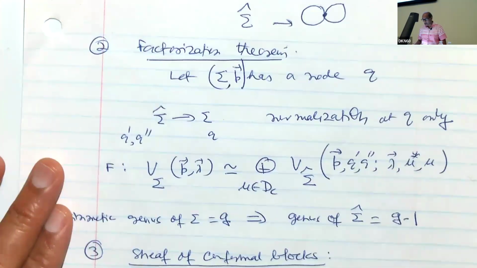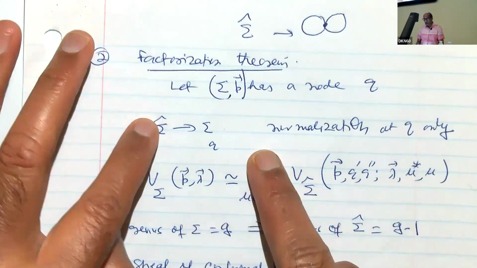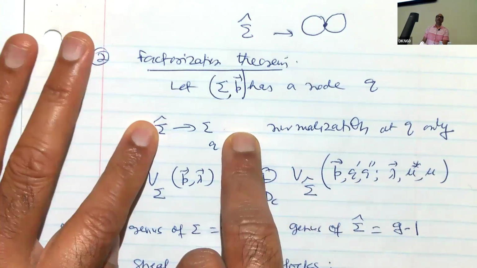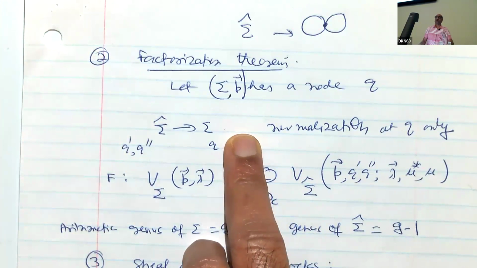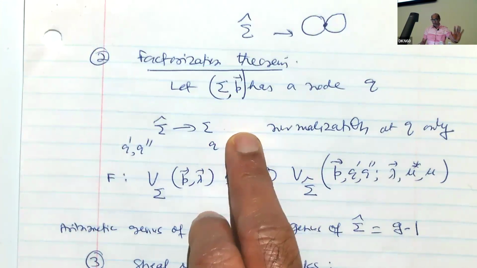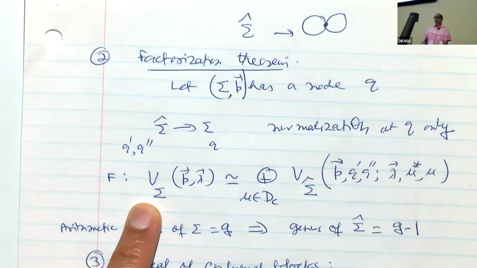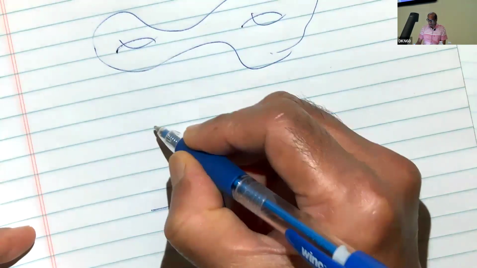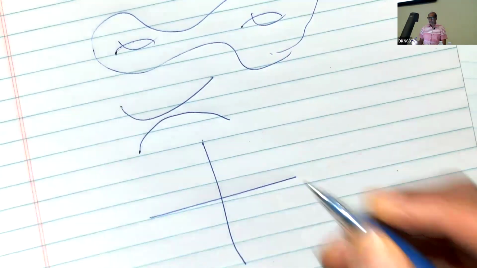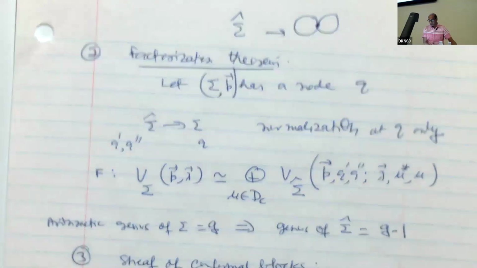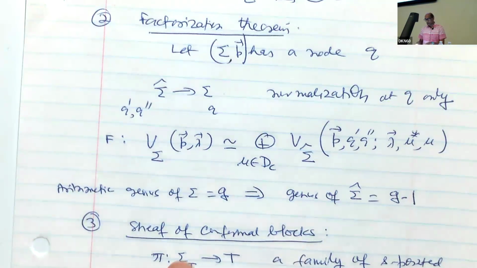So the factorization theorem says: let's take the normalization sigma hat, which is now a smooth projective curve. I should have said that all my curves are projective. Now, over this point Q, I got 2 points. It's a node, so when I normalize, I get 2 points. Just think of it this way: I have this, and when I normalize, I get this. That's the kind of picture I get. So now I got 2 points over Q. Let's just call them Q prime and Q double prime.